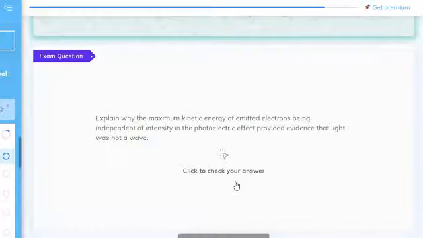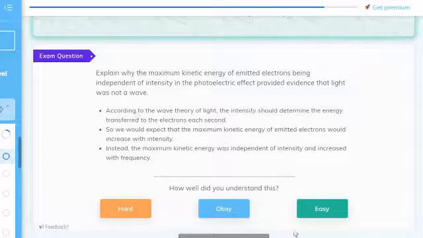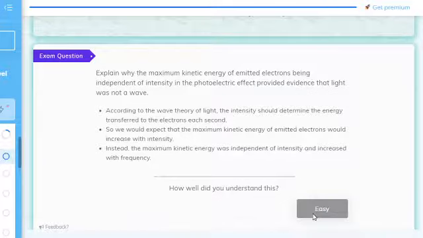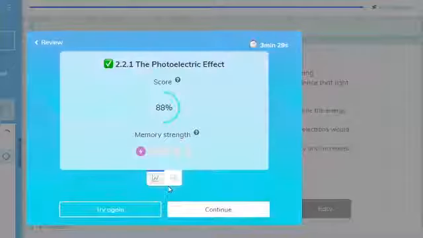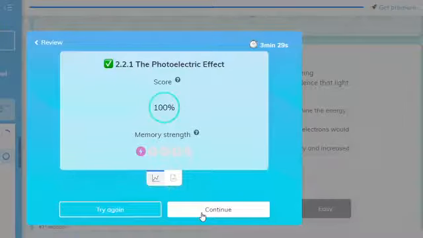Explain why the maximum kinetic energy of emitted electrons being independent of intensity in the photoelectric effect provides evidence that light is not a wave. Well, energy is not evenly spread out. Yep. Basically, there are the rest of them that you need to know, but the basic, simple, sweet one-mark answer is energy is not spread out. So it's just disappointing, really.